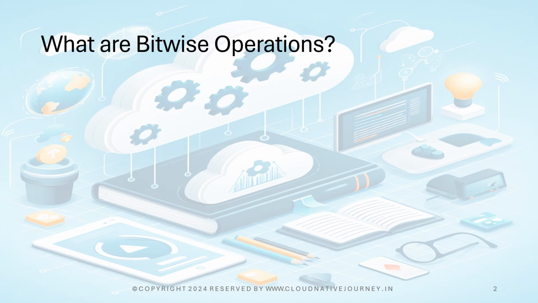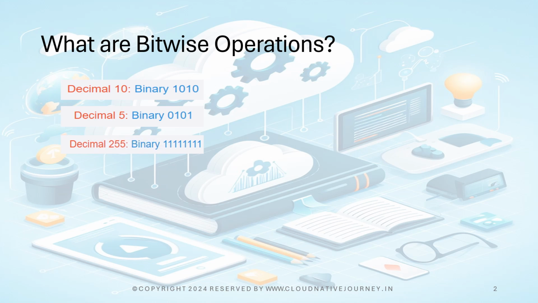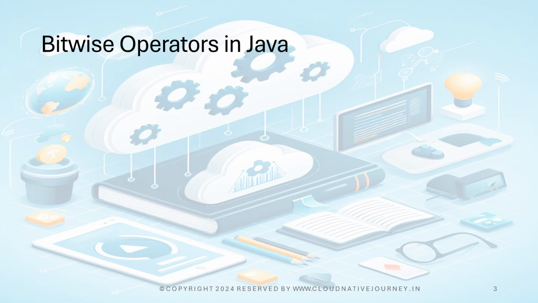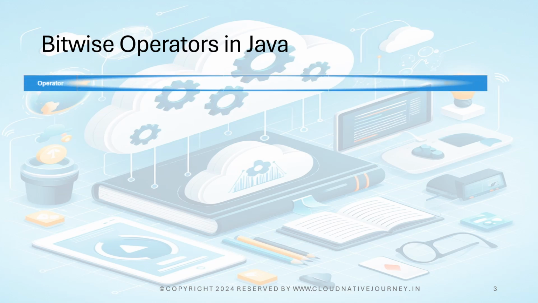First, let's break down what bitwise operations actually are. Bitwise operations are operations that directly manipulate individual bits of data. As you may know, computers store all data in binary format, which consists of ones and zeros. A bitwise operation works directly on these bits. In Java, there are several bitwise operators, each serving a different purpose.